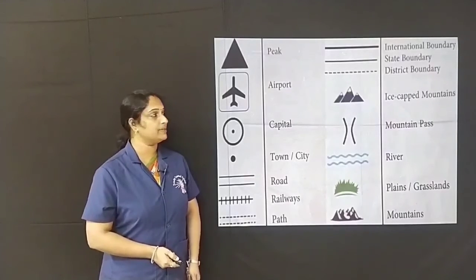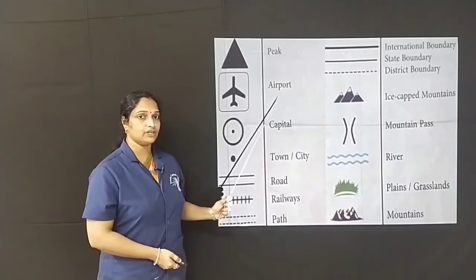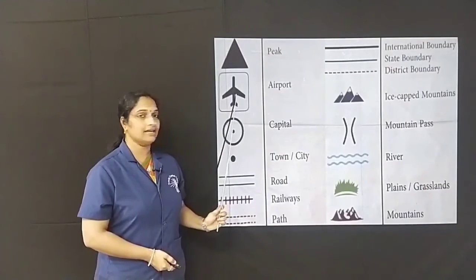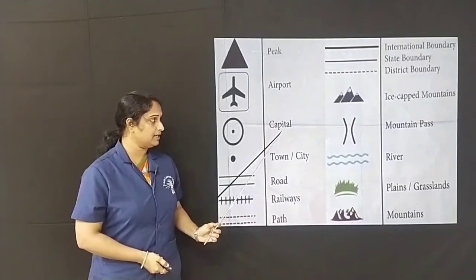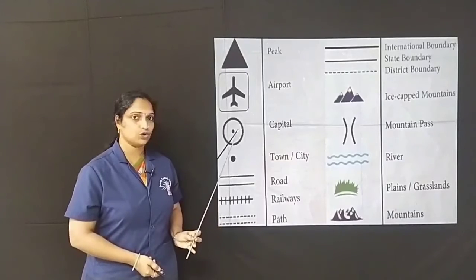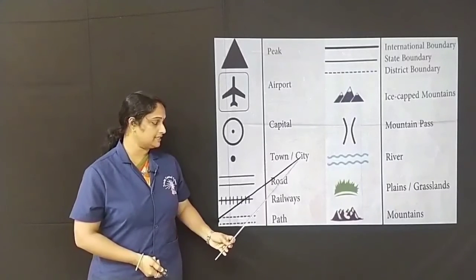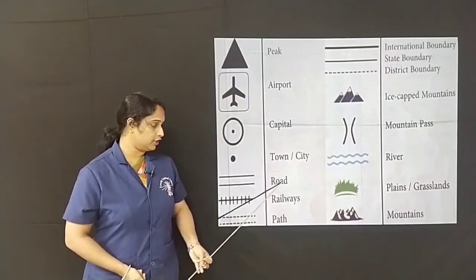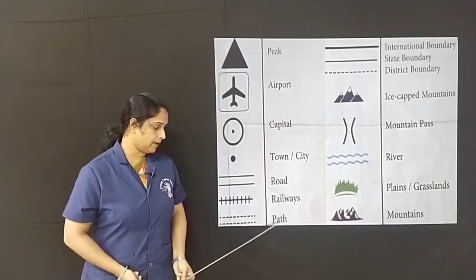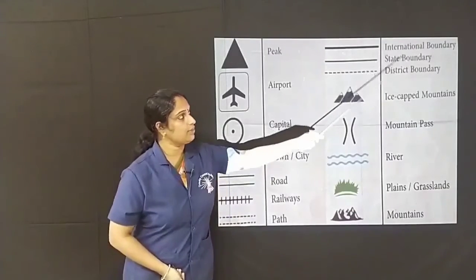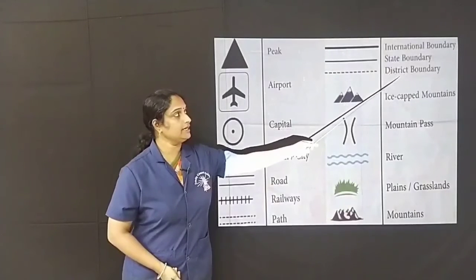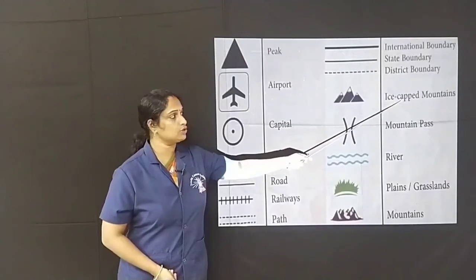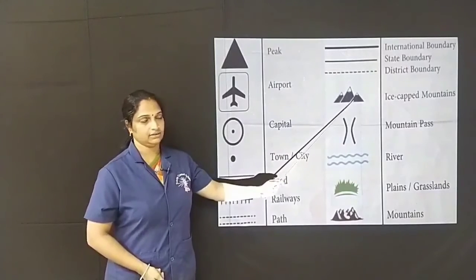So look at other examples. The next is airport. The sign of airport, the symbol of airport is given like this. And next is capital. The symbol of capital is shown here. Then town and city. The symbol is the black dot you can see here. Then road, railways, park, international boundary, state boundary, district boundary, and ice-capped mountains which are also shown in a white color.